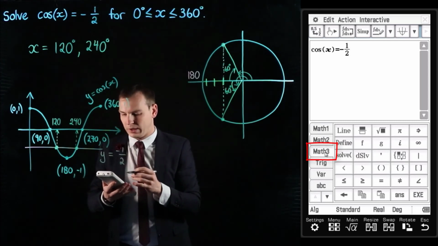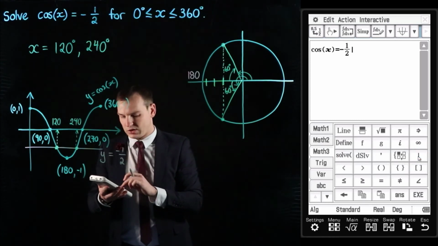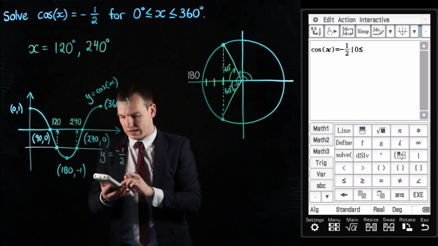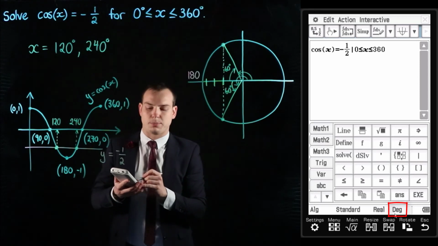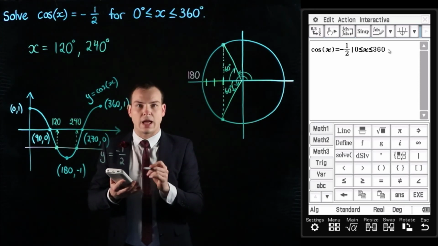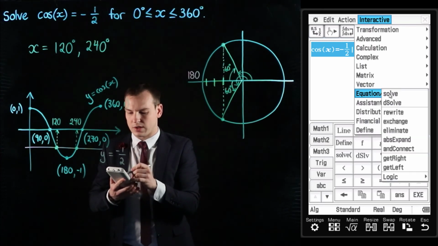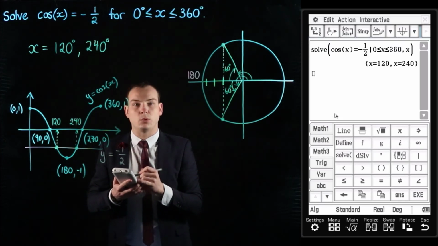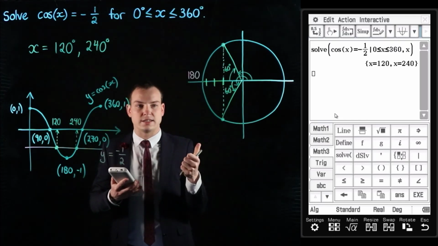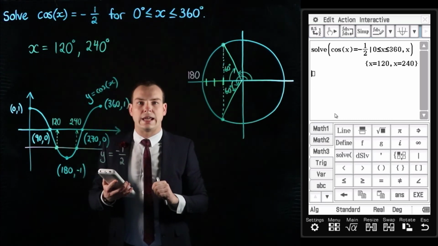So the restriction for x, which is what we're calling the domain, is between 0 and 360. So under Math 3, if we click on that, we can now use this given or straight up and down line and type in 0 is less than or equal to x is less than or equal to 360. And it's worth just double checking that your calculator is in degrees, which is at the bottom of the screen there. So now that we have that entered, we just go highlight, interactive, equation inequality, solve, and we want to solve this for x. So we can just hit OK, and that will give us our two solutions. X is 120 or x is 240, which is what we found by hand anyway.